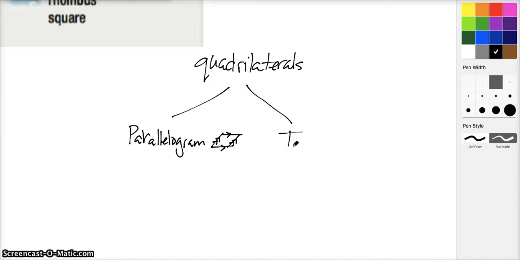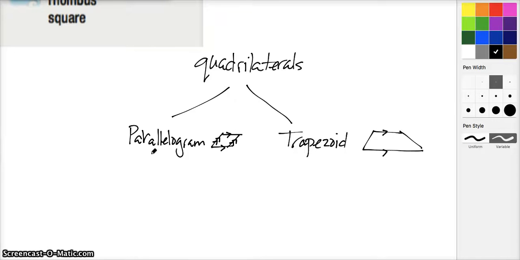And then there's this thing we haven't talked about, but we will, called a trapezoid. And a trapezoid is a four-sided figure, a quadrilateral, where exactly one pair of sides, no more than one pair of sides, would be parallel, right? So these sides cannot be parallel as a point of fact.